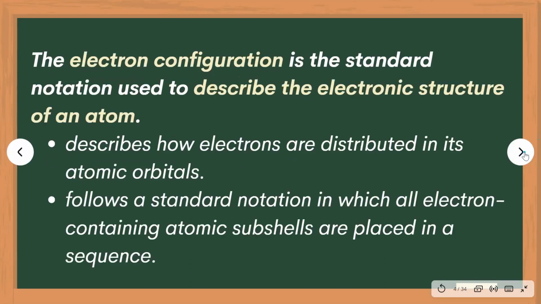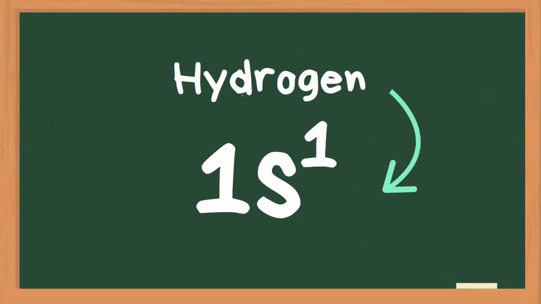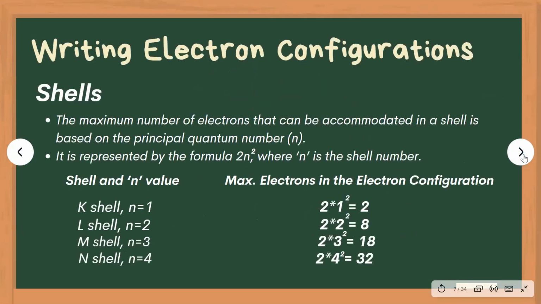Now, what is electron configuration? The electron configuration is the standard notation used to describe the electronic structure of an atom. It describes how electrons are distributed in its atomic orbitals and follows a standard notation in which all electron-containing atomic subshells are placed in a sequence. So this is an example of the electronic configuration of hydrogen and lithium.